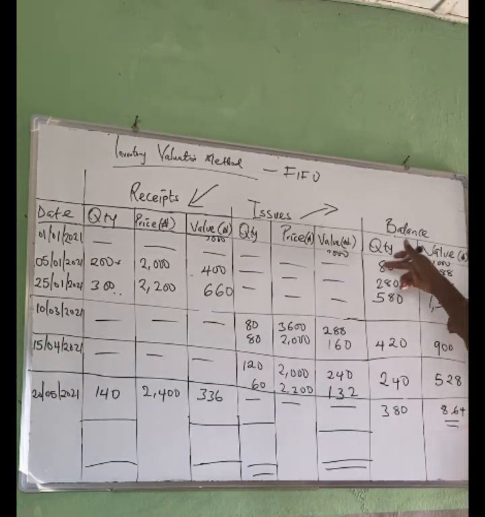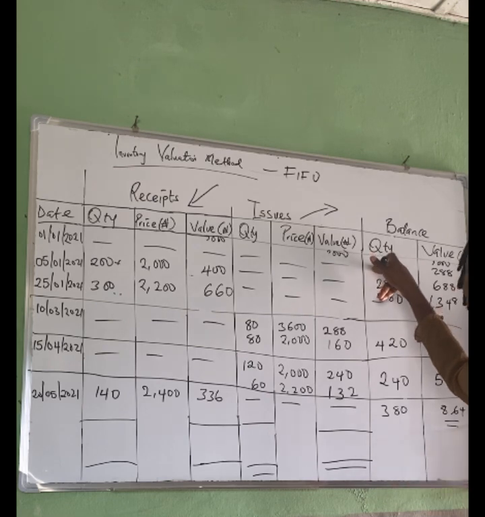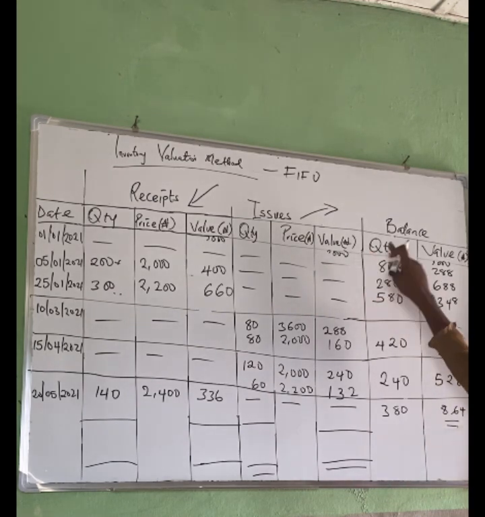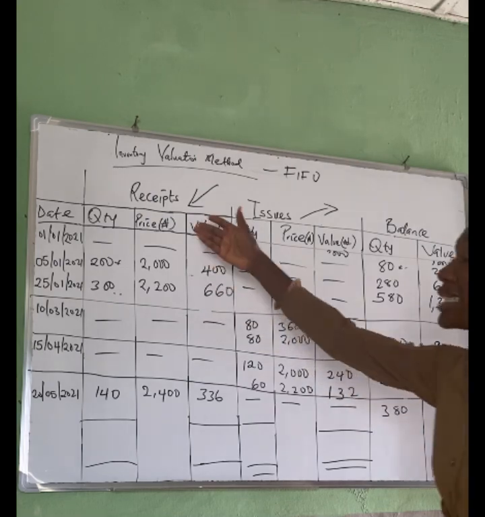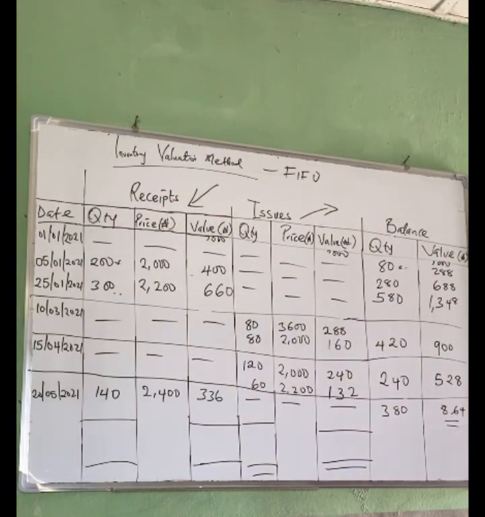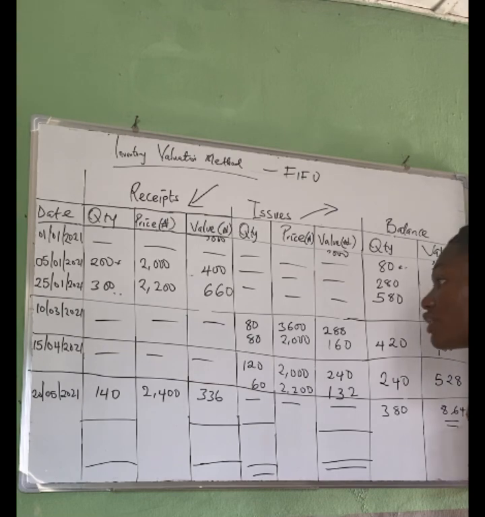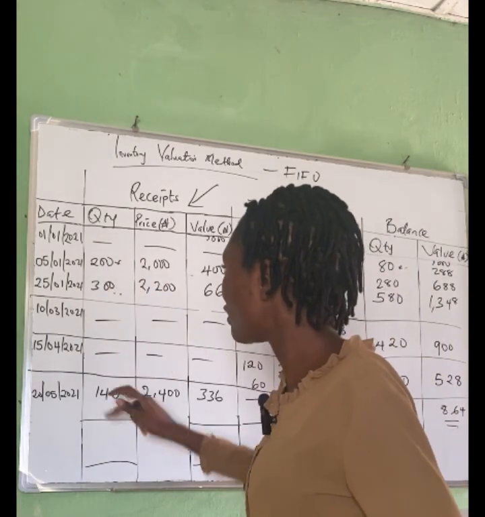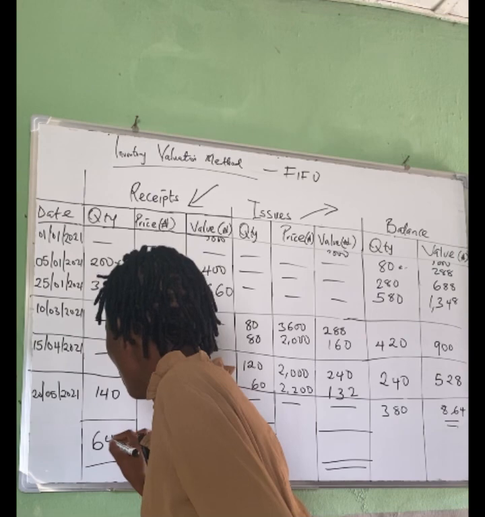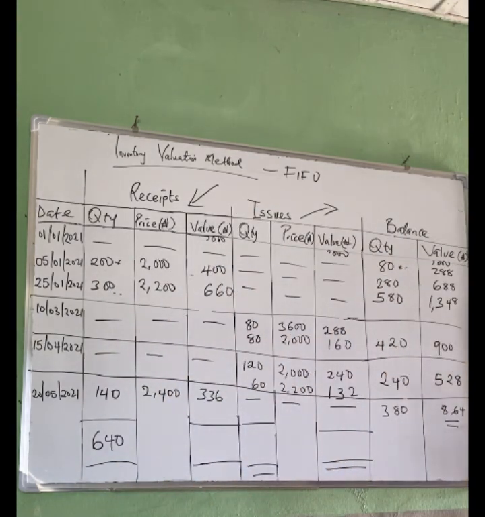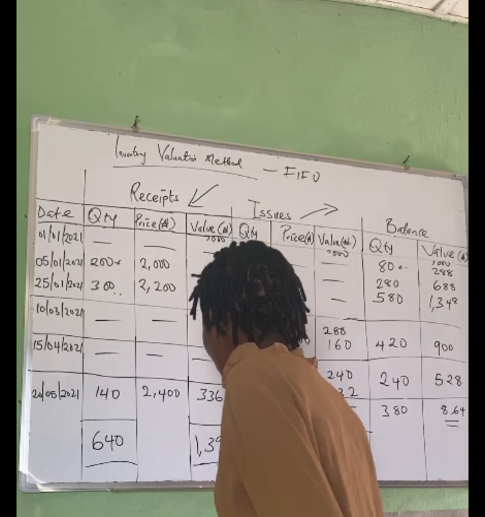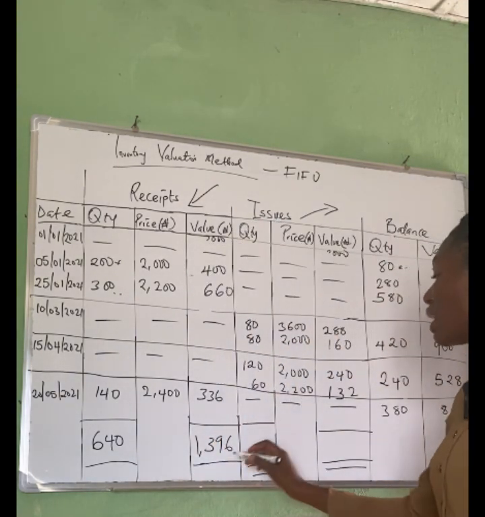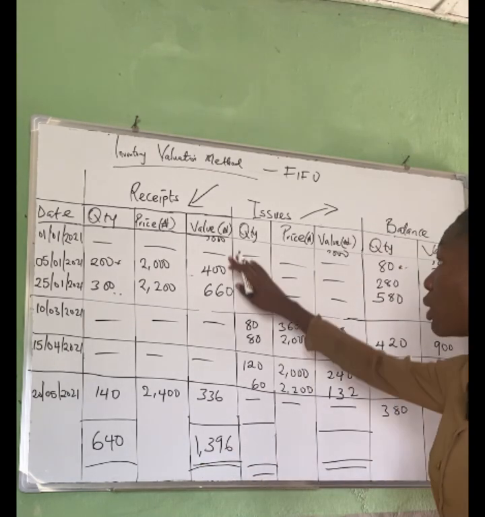Now in this case, we need to consider that there was an opening stock of 80 units at this value, all right. Now we're going to be doing that calculation quickly. Starting with the receipt, let's look at the quantity. The total quantity of receipt we have is just 640 units, all right. Now let's check our value. Here we are having 1396 million, okay, but we are using the thousand.